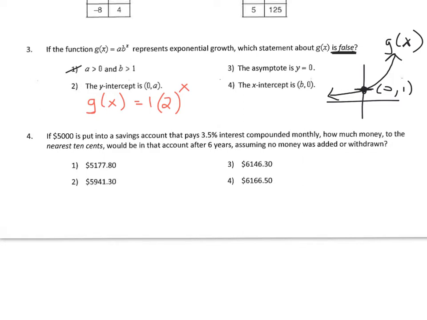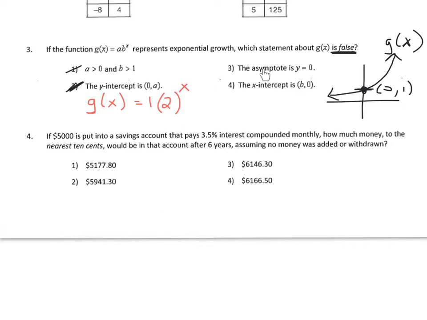Choice 2, the y-intercept is 0, a. Now, if you look here, we let our a represent 1. And look, it is 0, 1, which is 0, a. So that's also a true statement. So that one's not the answer.